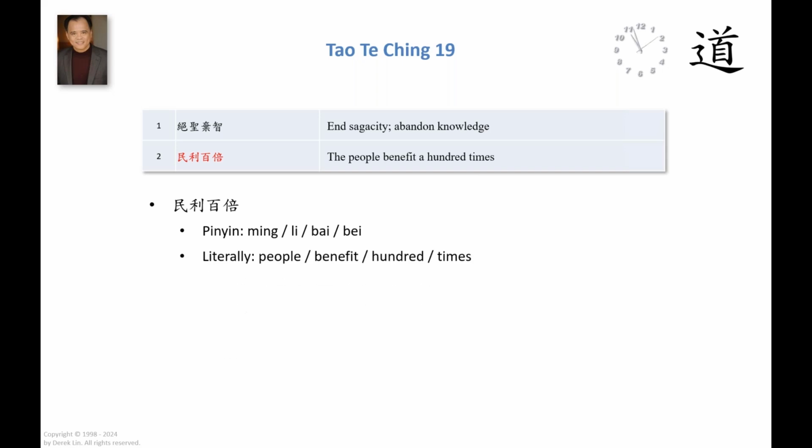The first character means people, as in plural. It can be person or persons. Second character, li, means benefit. Third character, bai, means 100. And then the final character, bei, times, like 100 times.